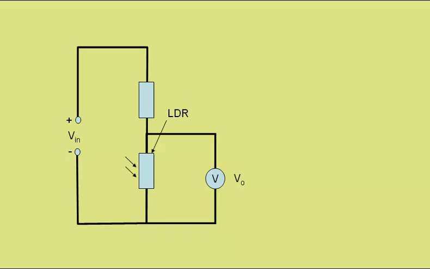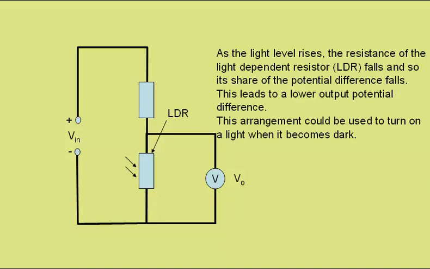Here we have a potential divider circuit with a fixed resistor at the top and an LDR or light dependent resistor at the bottom. As the light level rises, the resistance of the light dependent resistor or LDR falls, and so its share of the potential difference falls. This leads to a lower output potential difference. This arrangement could be used to turn on a light when it becomes dark.